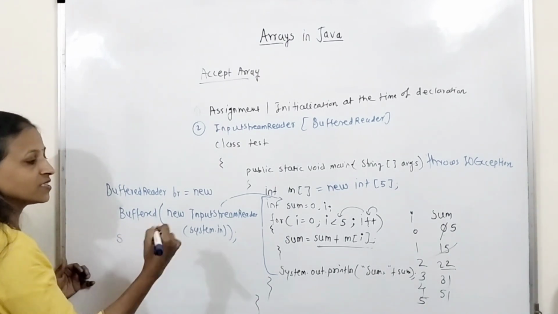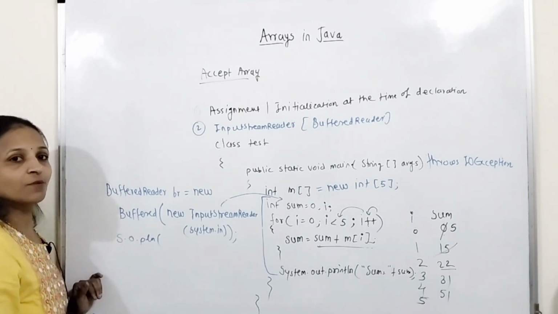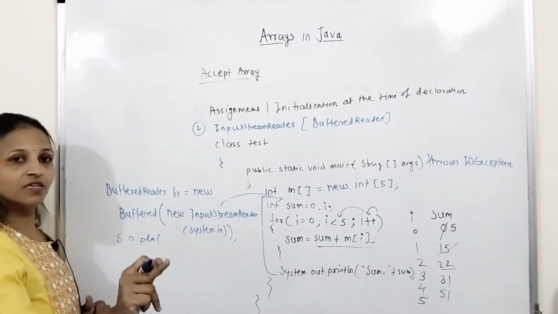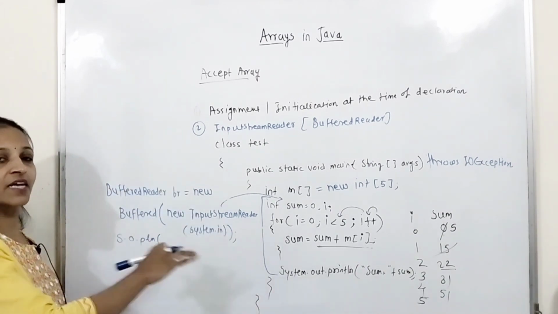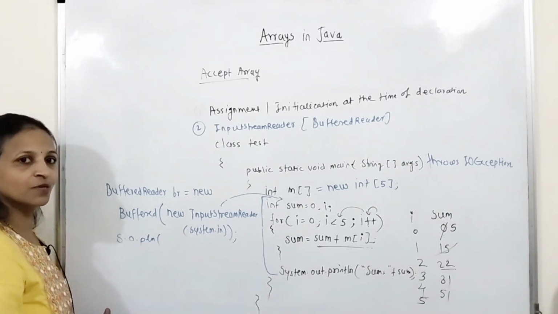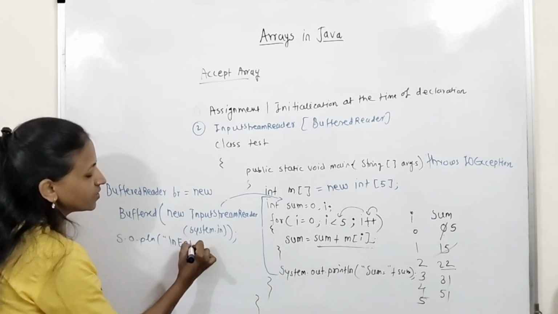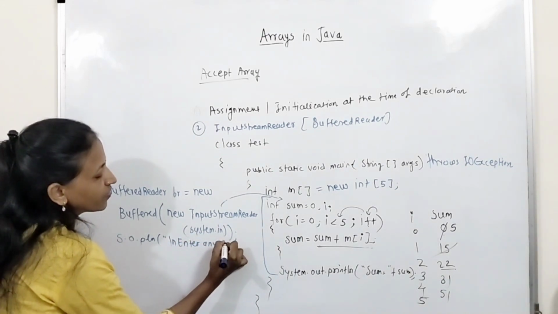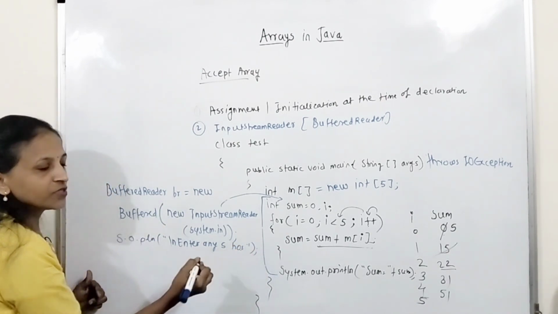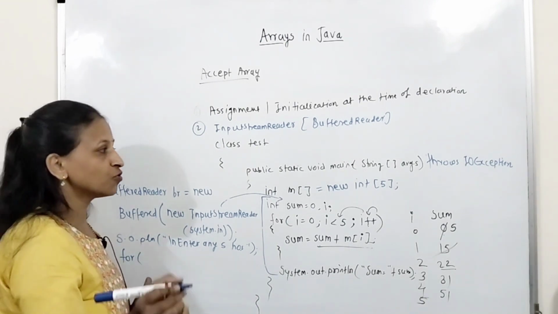Again you have to use System.out.println. Here I am just writing SOPLN, but while doing practicals or in your examination you have to write the whole statement, System.out.println. Don't write this shortcut in the examination, always keep in mind. Here we will just give the message: enter any 5 numbers.